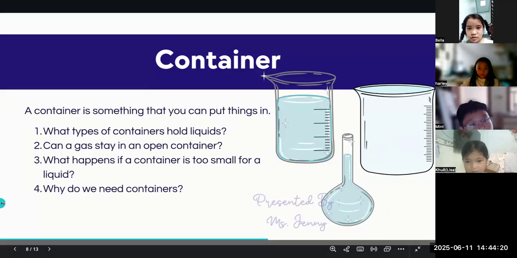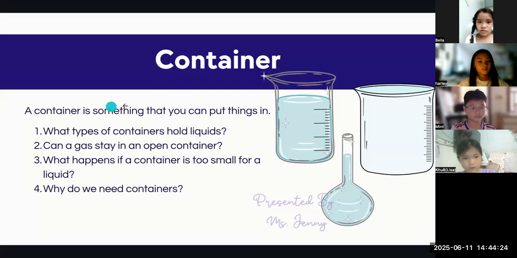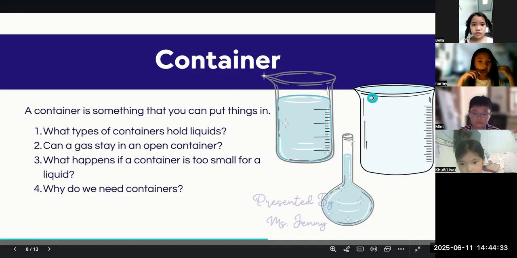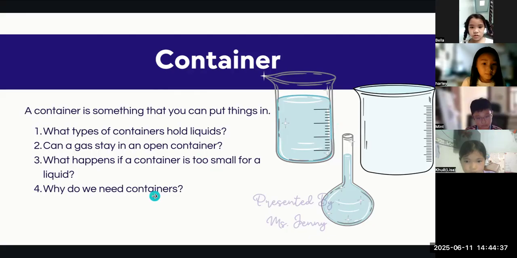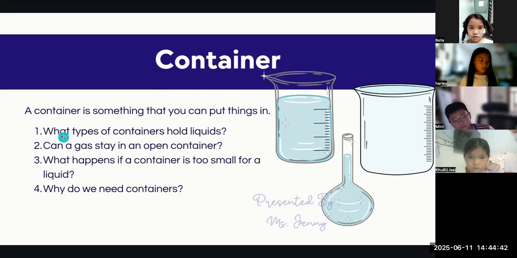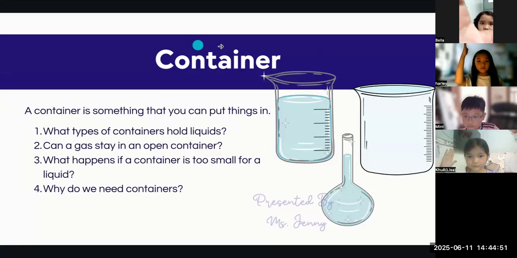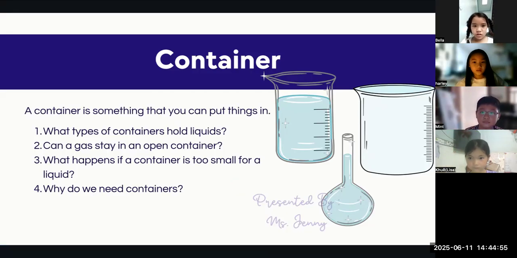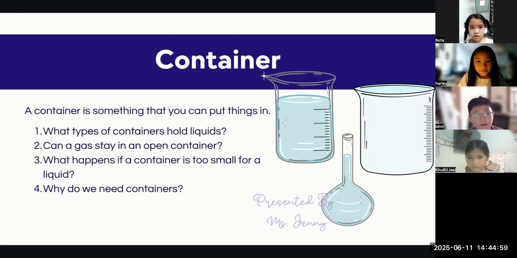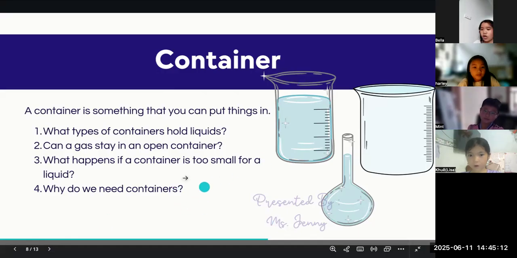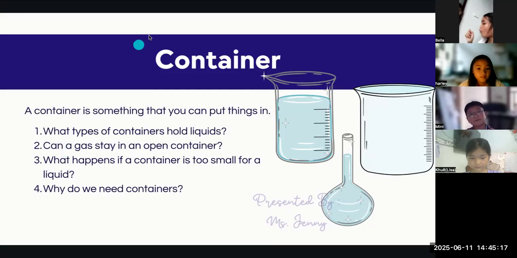So the next vocabulary here is container. A container is something that you can put things in. Usually we use a container to put solids and liquids in, like a cup. That's one of the containers. Okay, so the first question, what types of containers hold liquids? Harley. A sink. Yes, that's one thing. Mint. A cup. That's an example of a type of container that holds liquids. Okay, the next question, can gas stay in an open container? Bella, turn on your camera.